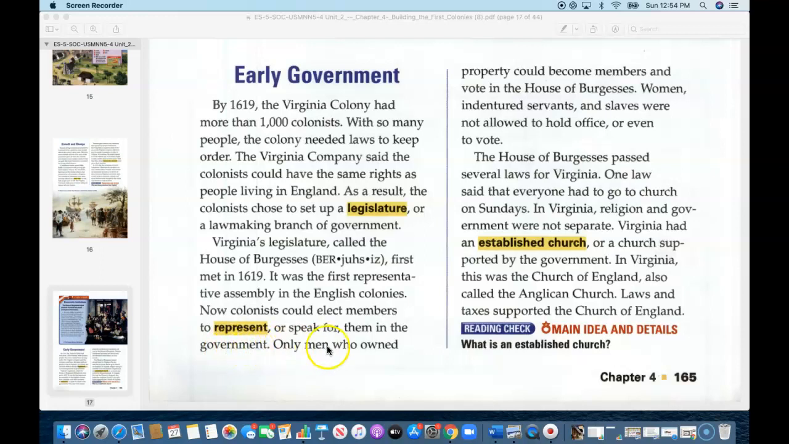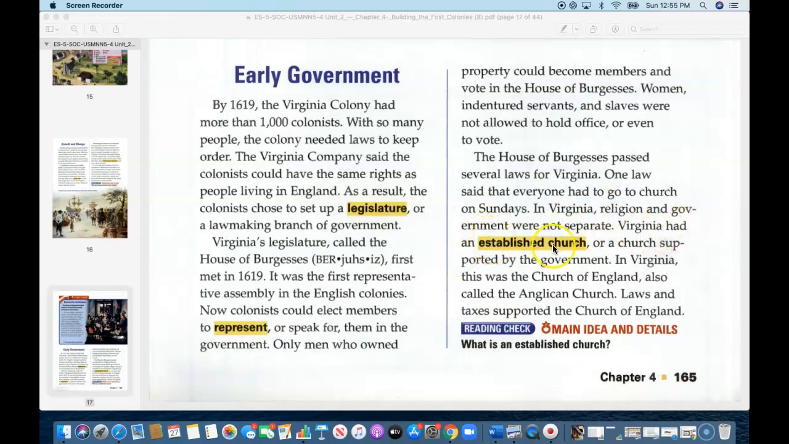Only men who owned property could become members and vote in the House of Burgesses. Women, indentured servants, poor people, and slaves were not allowed to hold office or even to vote. The House of Burgesses passed several laws for Virginia. One law said that everyone had to go to church on Sundays. In Virginia, religion and government were not separate.